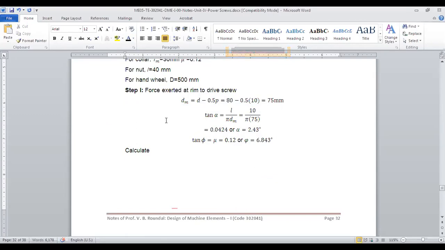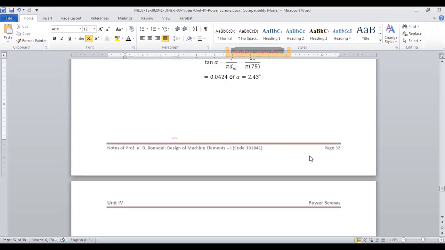And then we want to find the angle of friction, tan phi is equal to mu. So with that, we'll get phi as 6.843. Okay, here there is a symbolic change. Let me just modify that in my notes. Okay, so we got phi and we got alpha. Alpha is 2.43, using the formula L upon pi dm, and phi is 6.843, using tan phi is equal to mu. So we got both these angles.